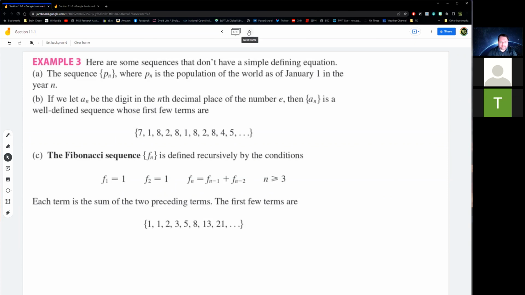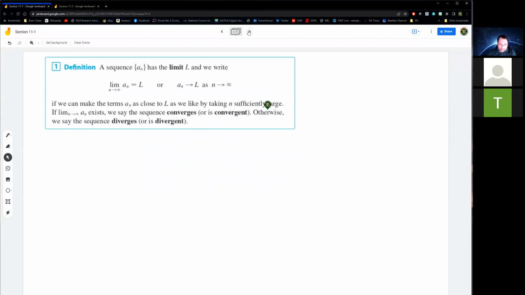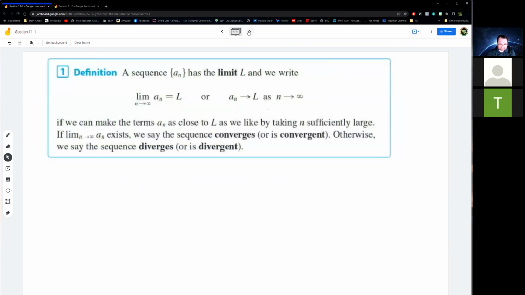All right. So when we're looking at sequences, one of the big things that we want to look at is, does the sequence converge or diverge? If a sequence, as it goes on and on, starts getting closer and closer to a specific value, then it converges. And that's important to know, because if it converges to a single value, we can use that information.